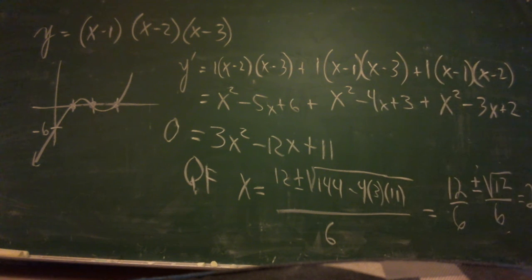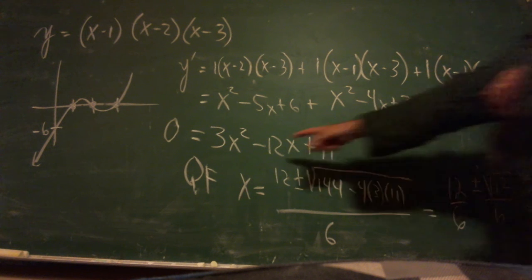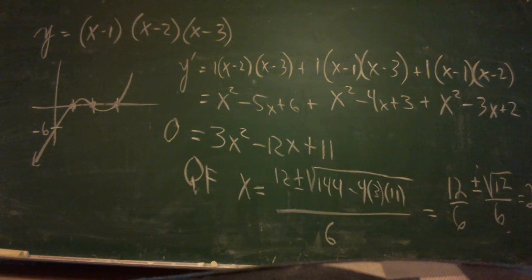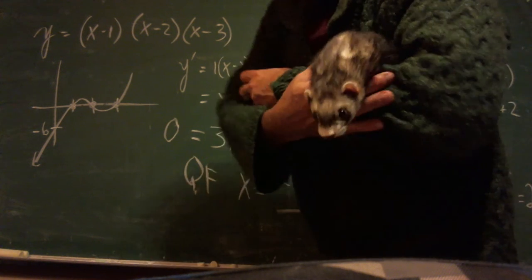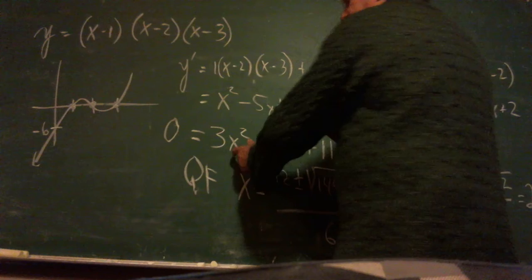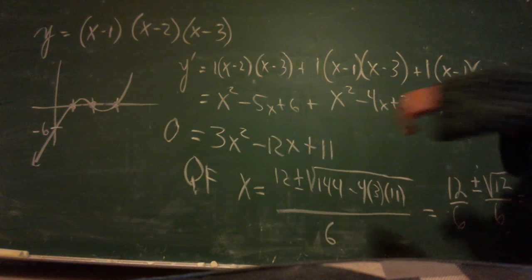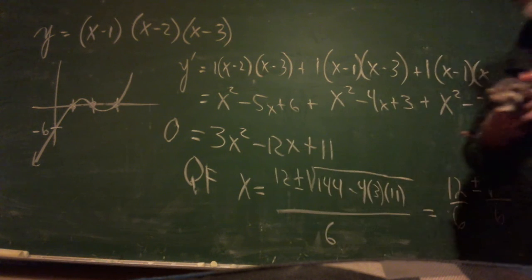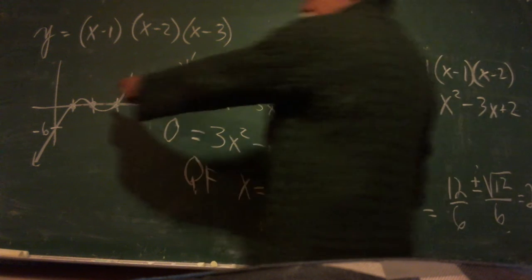Then I added like terms, and this is my quadratic. Why is that quadratic good? Because this is my bump locator. And because it's a quadratic, it says there's going to be 2, which I already knew. I knew there were going to be 2 bumps.